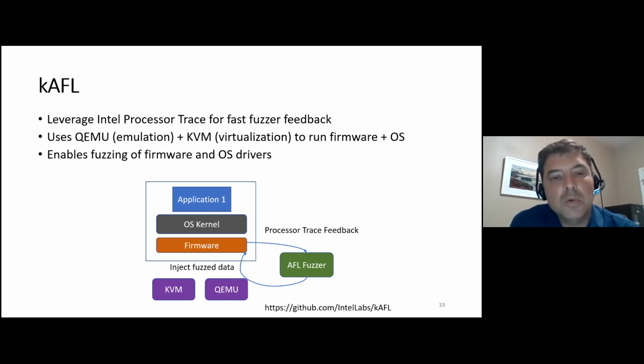This is one that uses processor trace, and it leverages QEMU, the emulator, and KVM for virtualization to basically run a kind of container of an OS, firmware, and the device drivers, and it will use processor trace to get the feedback back to the fuzzer. This becomes a nice way to test very privileged software just by loading up QEMU and turning on virtualization and processor trace. Then you can start to bring fuzzing to these more privileged areas of the platform.